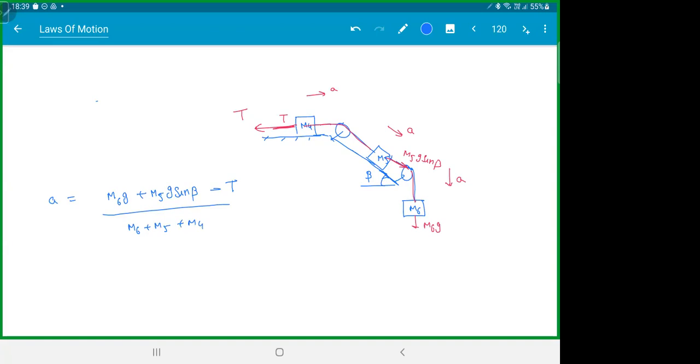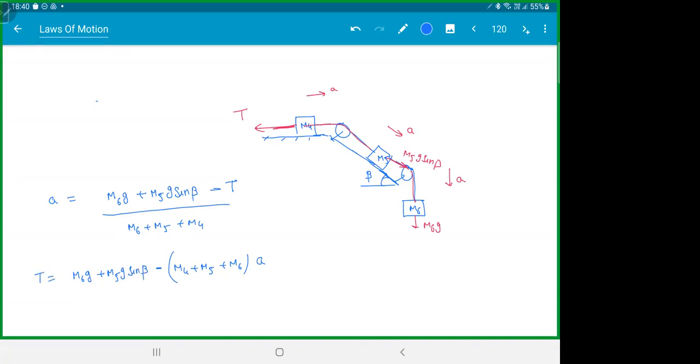Is this making sense? End of the day, the M4 does not know whether it is a string that is pulling or 10 blocks which are pulling it. I don't care. So simplify this, I'll get the tension from here. M4, M5, M6 into acceleration minus, this is minus, M6G plus M5G sine beta, this tension.